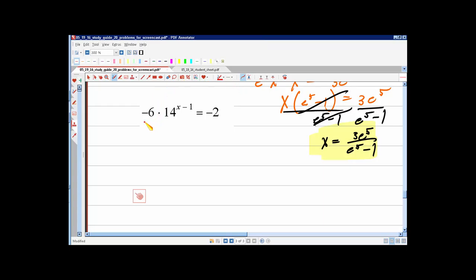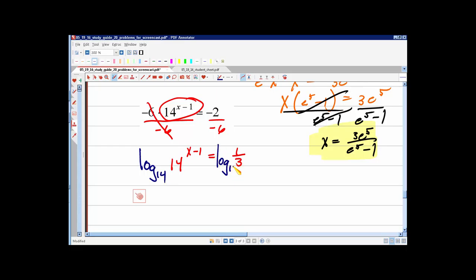Okay, so in this one, I want to get the term with the exponent all by itself. That's the very first step. So I'm going to divide by negative 6. That's going to give me 14^(x minus 1) equals negative 2 over negative 6, which is 1/3. Now I'm going to take the log base 14 of both sides of the equation.